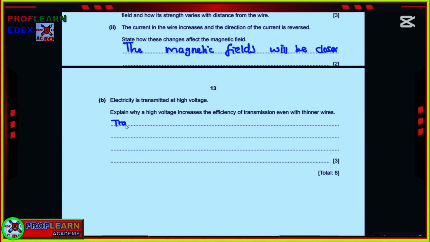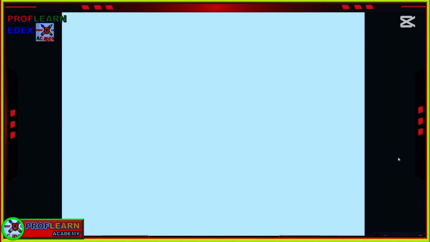Now we need to move to the other part. Electricity is transmitted at high voltage. Explain why high voltage increases efficiency. Remember, high voltage reduces the current and this minimizes power loss. Even the pylons used when we have high voltage can use thin wires because the current will be less, and this will prevent power loss. And remember, power dissipation is usually P equals I squared R, like that. Good, so that is electricity for us.